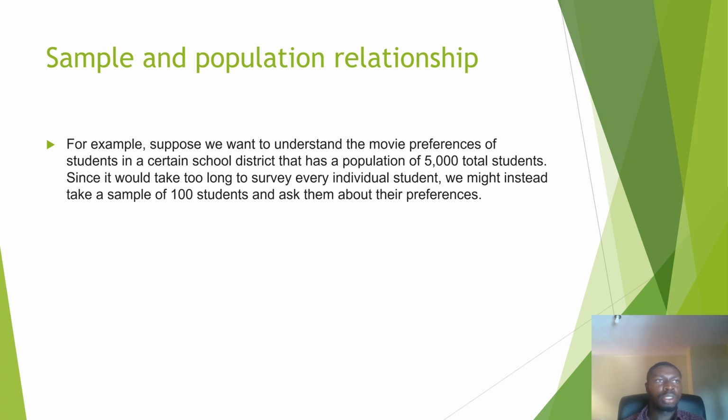Sample and population relationship. I want to give you more understanding of how this works. For example, suppose we want to understand the movie preference of 5,000 students in a particular school. Now this data is really large to take. So to make it easy, we can just sample out 100 students out of it. So that's how sampling and population work together. The population is a large value, and the sample is a subset within it.